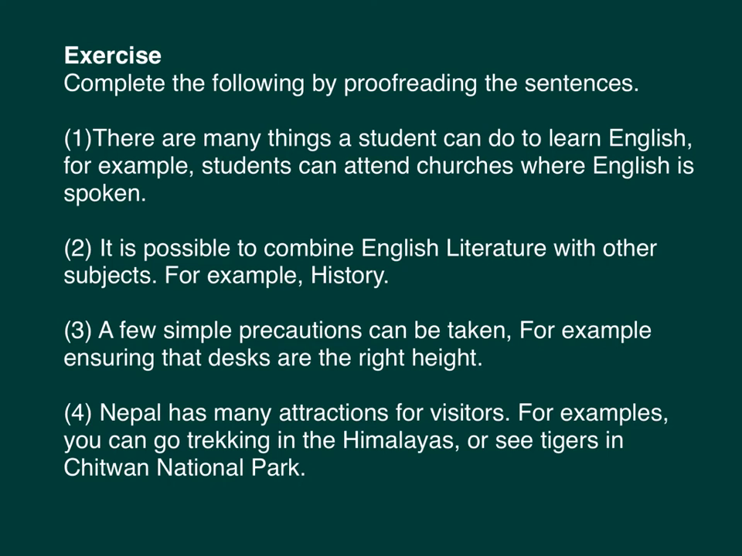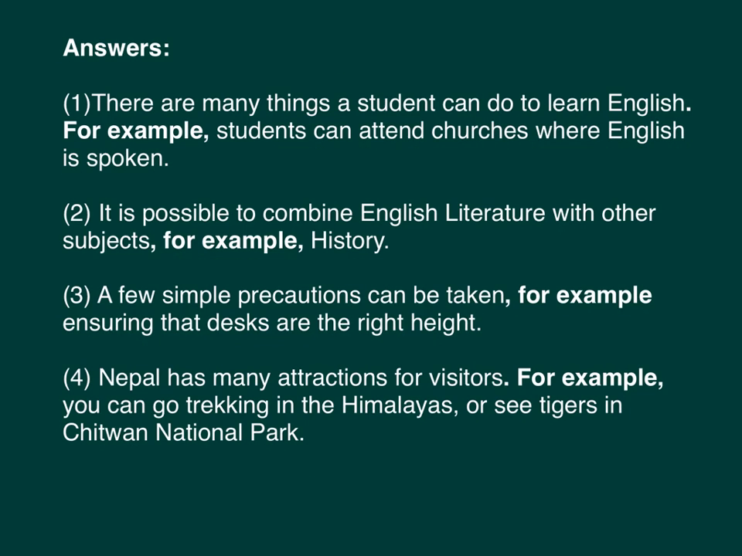Now let's check the answers. The answer for number 1. There are many things a student can do to learn English. Period. For example, comma, students can attend churches where English is spoken. So in the previous question, there was a comma after can do to learn English. But in fact, it should be a period because after, for example, it is a full sentence that is explaining what things or one of the things that the students can do to learn English.